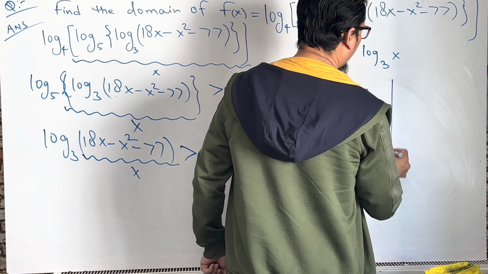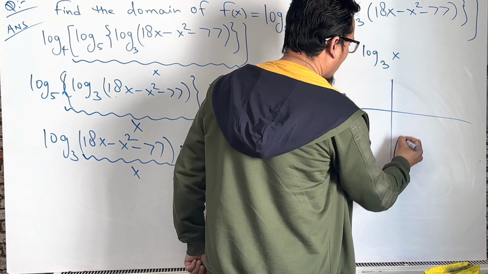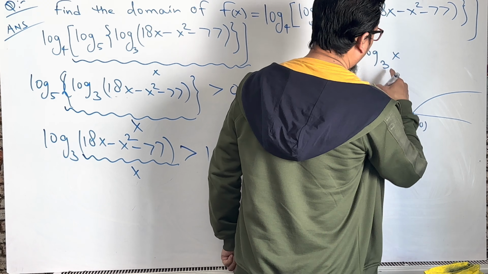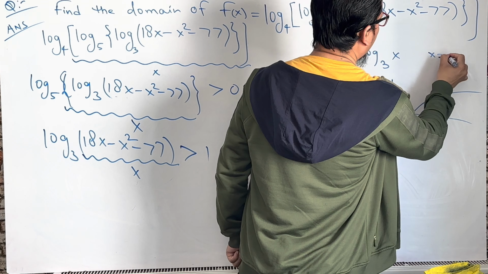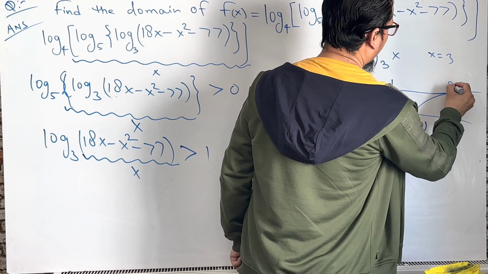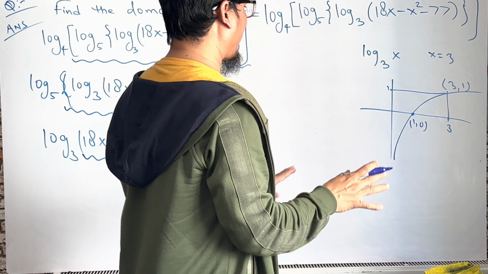So how will you draw the graph? You have to notice the base here is 3. So the graph is always like this, right? The first point is always (1, 0). Second, when x is 3, for example, this is 3, and at the same time the value is 1. I just found out this one.